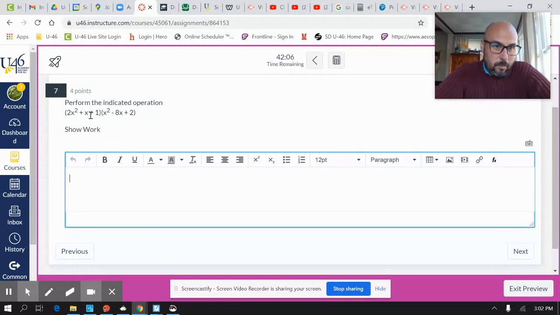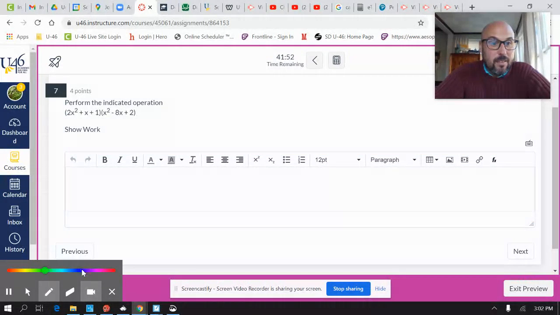Oh, this one's a long one. Perform the indicated operation. And the operation is multiply. I got a group of 3 on the left. I got a group of 3 on the right. I don't see a plus or minus in the middle, so that means multiply. So I have to do, this is a lot of work here. I've got these 3 terms times these 3 terms.